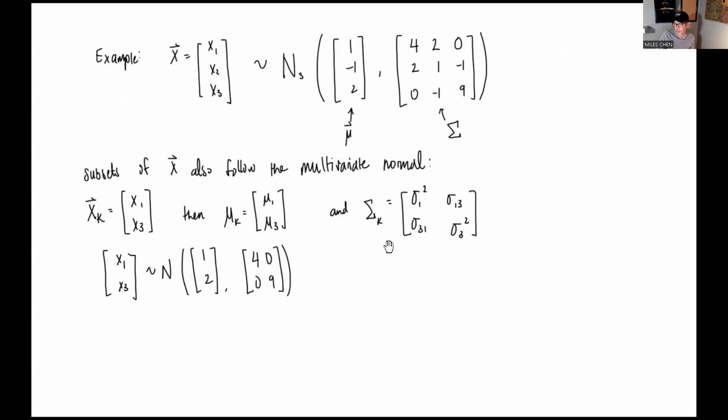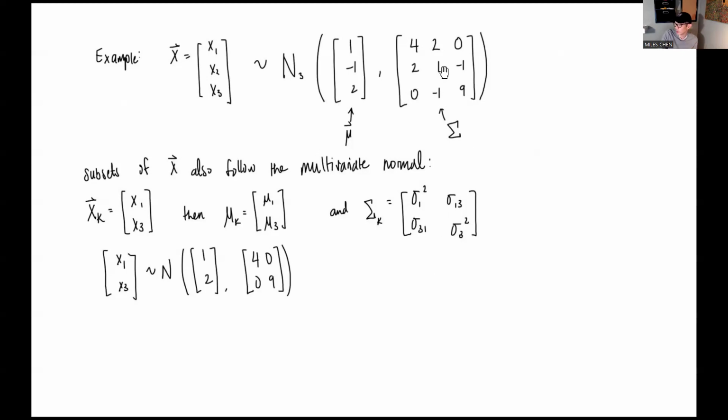All of the subsets will also be multivariate normal. So if I were to subset x1 and x3, x1 and x3 would have mean vector 1 and 2. Looking at 1 and 3, I would have the covariance matrix 4, 0, 0, 9. So x1 and x3 are independent of each other. Their covariance is zero, they're orthogonal, and so you would just get that.